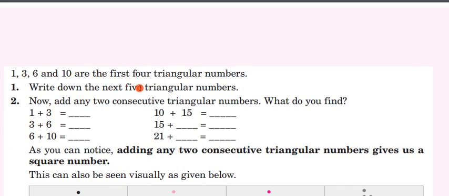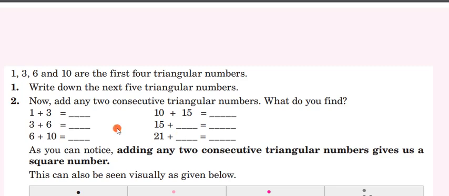Now, they are asking us to find out the next 5 triangular numbers. If you try it, definitely you will get them. Now, add any 2 consecutive triangular numbers. They have used the word consecutive. That means if you are taking 1, then it should be added with the number 3. If you are taking the number 3, then it should be added with the number 6. And if you are taking 6, it should always be added with the number 10.